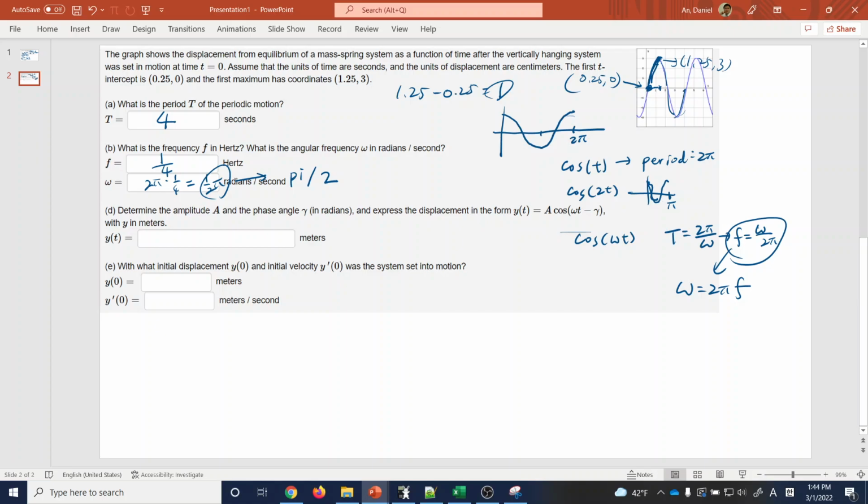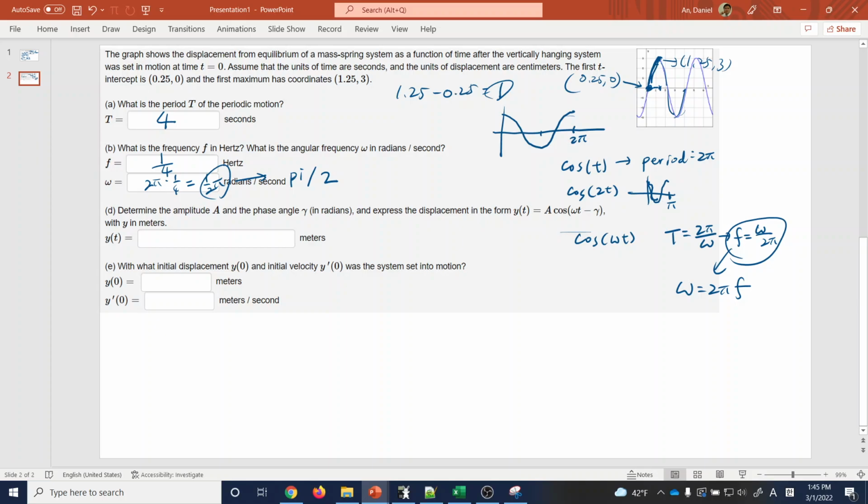Another way is to use the calculator, but then you have to use a lot of decimals, so this is more convenient to plug in. All right, now the fourth question. Express the displacement in the form y(t) equals A cosine of omega t minus gamma. And the thing is, A is easy. It's just the maximum amplitude, which reaches up to 3.